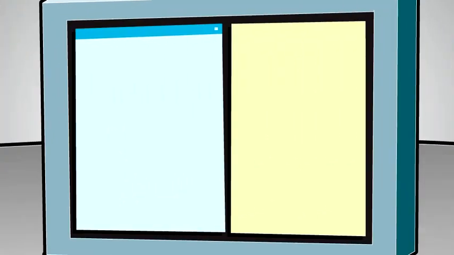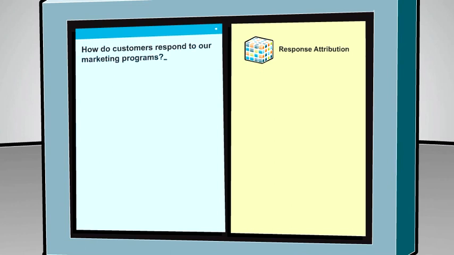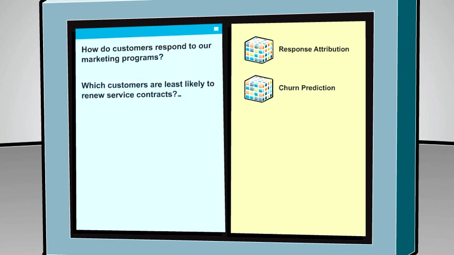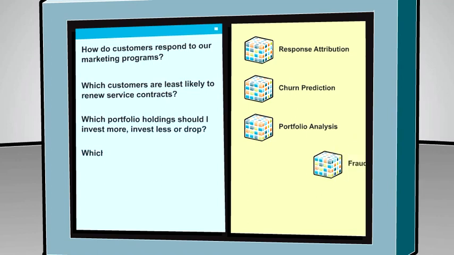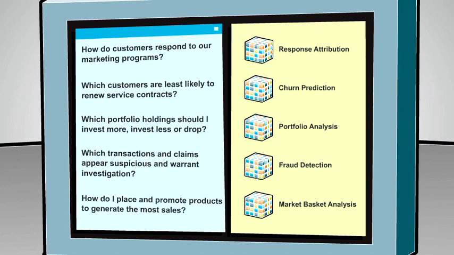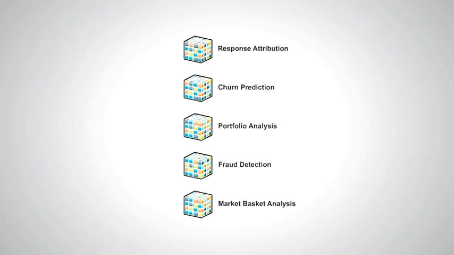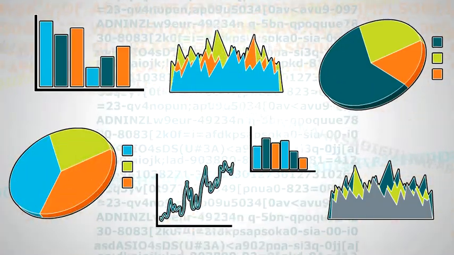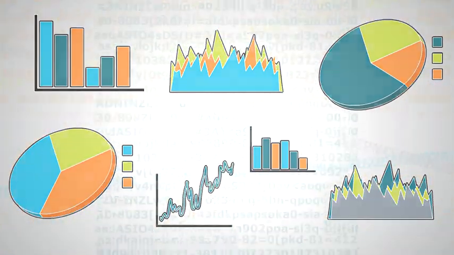If you need to conduct analysis like response attribution, churn prediction, portfolio analysis, fraud detection, and market basket analysis, you're dealing with an analytic workload. These types of analyses involve complex, sophisticated operations against vast data repositories, and they require the flexibility to traverse data up, down, and at random through multiple passes, while drawing correlations and predicting future scenarios from sophisticated models.